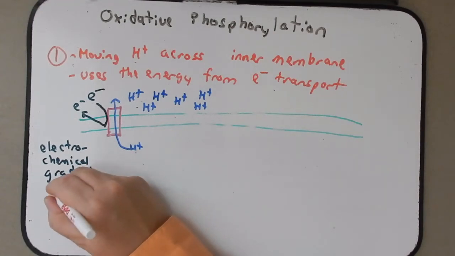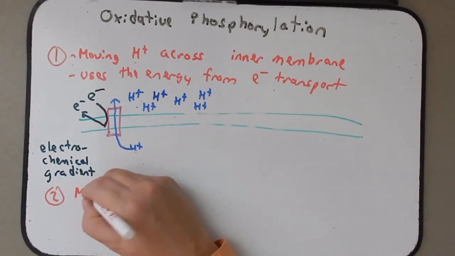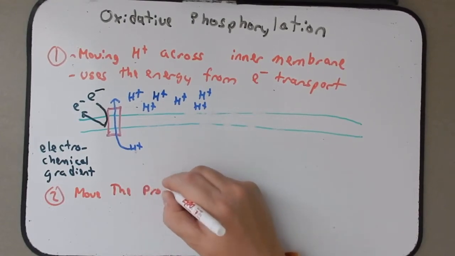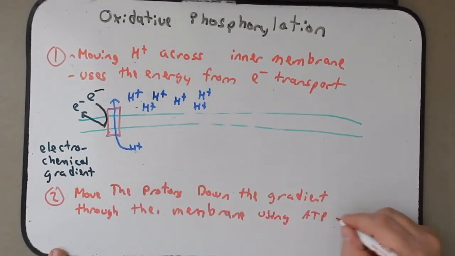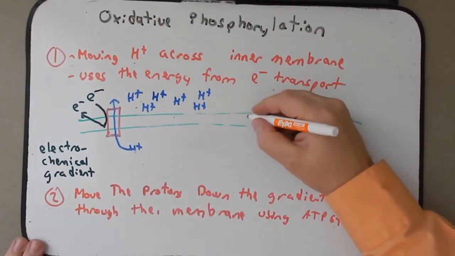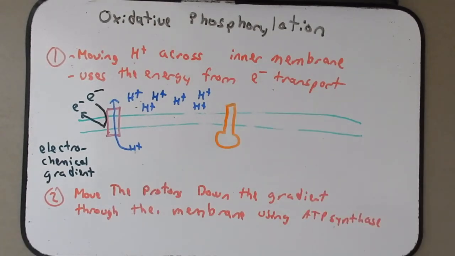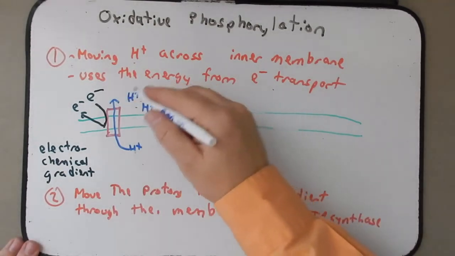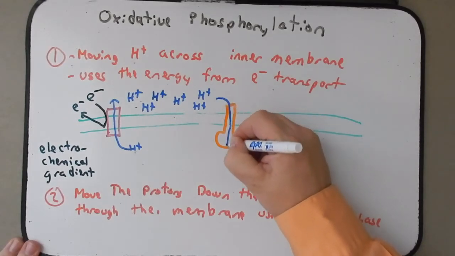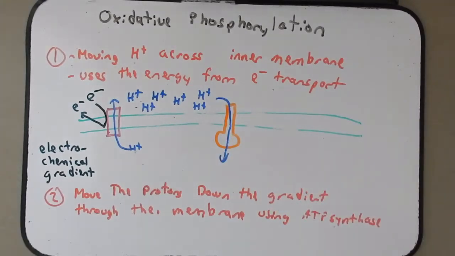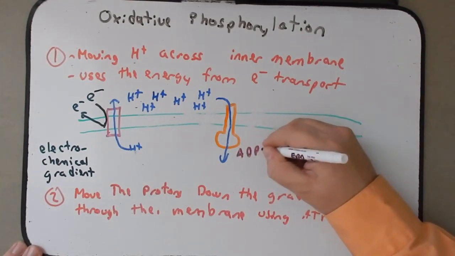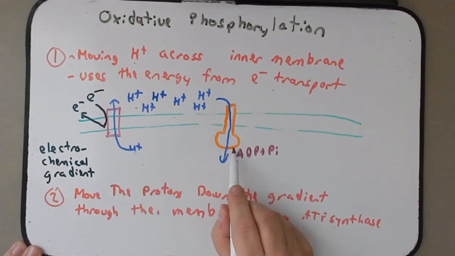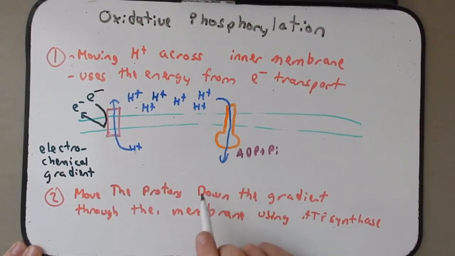In this next stage of oxidative phosphorylation, we move the protons down the gradient through the membrane using ATP synthase. So we'll draw that here. And so these protons that are currently at higher concentration on this side will move through this ATP synthase, and that energy that's created from their movement across this enzyme will convert ADP plus Pi, which are in the active sites of this ATP synthase.